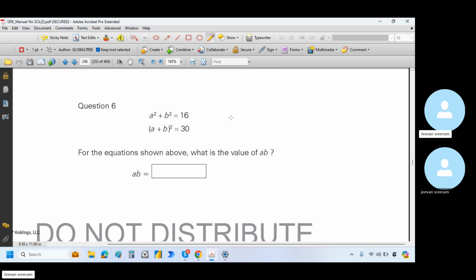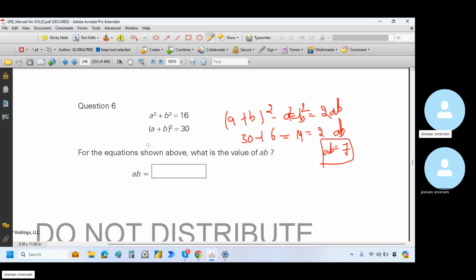Asking for ab. So a plus b whole square minus a square minus b square can give you 2ab. 30 minus 16 is 14, which is 2ab. So ab is 7. Any doubt? This is 14.